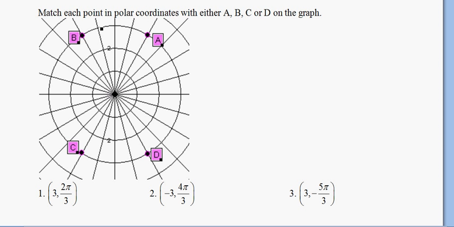Okay, we have 4 points here, A, B, C, and D, on our polar axis. So just in review, this angle here is pi over 6, this is pi over 4, this is pi over 3, and this is a radius of 3. So my A, if I draw in here it gets ugly, is 3, pi over 3.